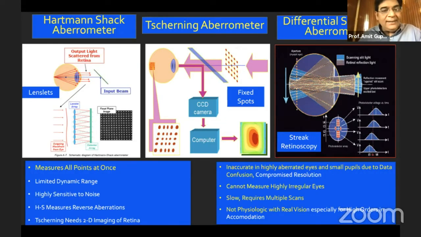In normal eyes, they work very well or fairly well, but they do have some limitations. They measure all the points at once, so there's a crossover effect where some points can cross over, and they are highly sensitive to noise. They're slow and require multiple scans, but more importantly, they cannot measure accurately in highly irregular or highly aberrated eyes. There's data confusion, and it's not physiologic with real vision.